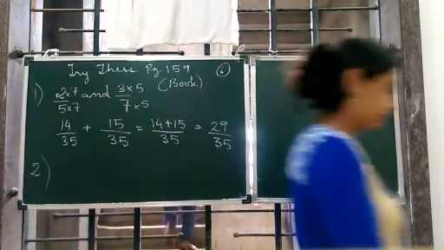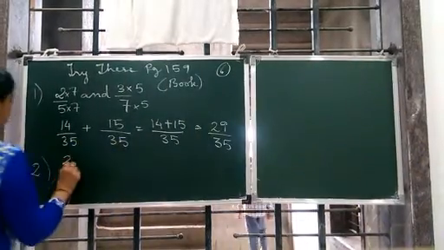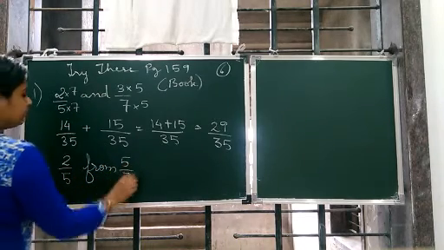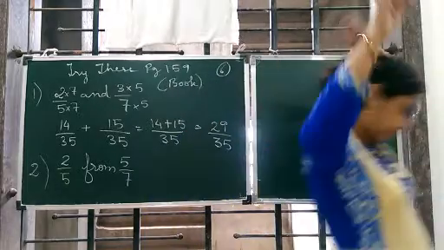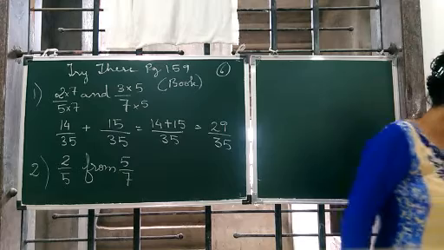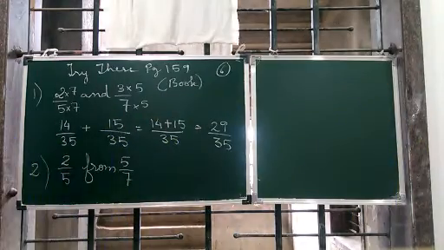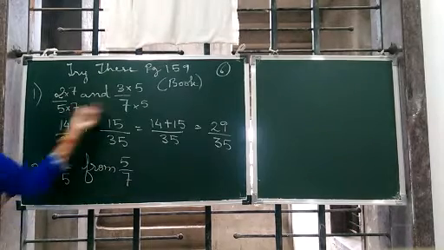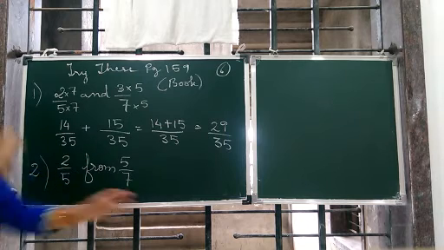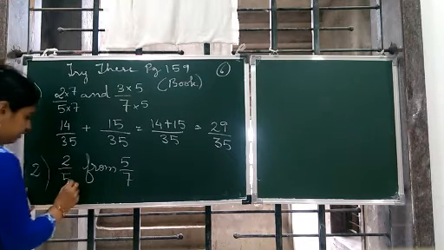We go to question number 2. It is subtract 2 by 5 from 5 by 7. Is it? Yes. So here also you can see nothing is common, and the denominators are different numbers. So again, instead of wasting our time, we just interchange and multiply. That means 5 multiplies this side and 7 multiplies this side.